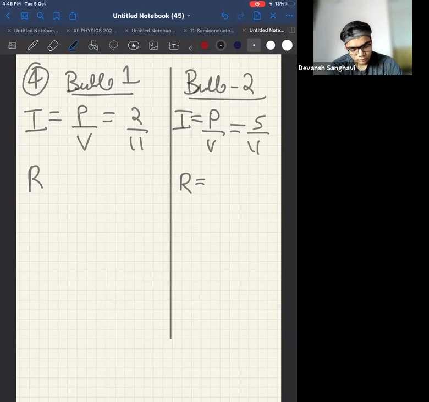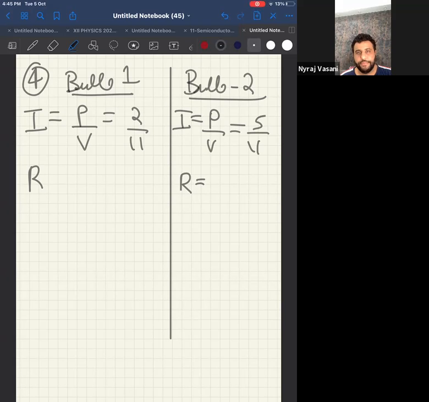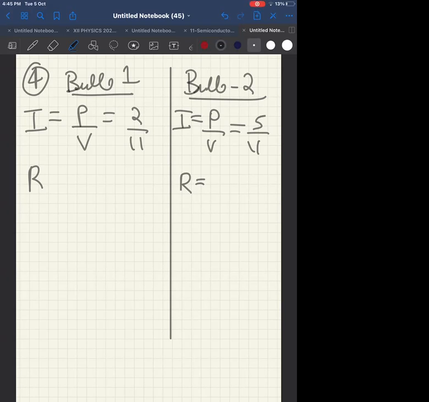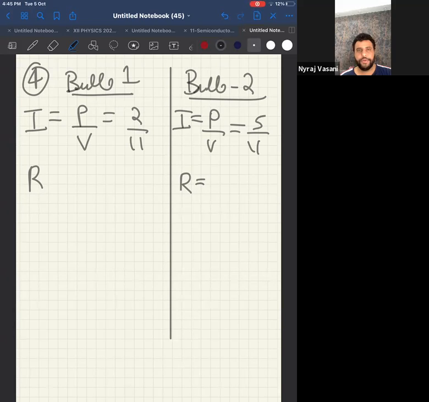Tell me, are you getting these answers? 2 by 11 and 5 by 11. Getting it? Check. Yes, sir. What is the current passing through bulb 1 and through bulb 2? Current passing through bulb 1 is 2 by 11 and current passing through bulb 2 is 5 by 11. Getting this much? Okay, then tell me what is the resistance in bulb 1? Resistance, you can use the formula V square by P or V by I also. Here also you can use the formula V square by P. Tell me.